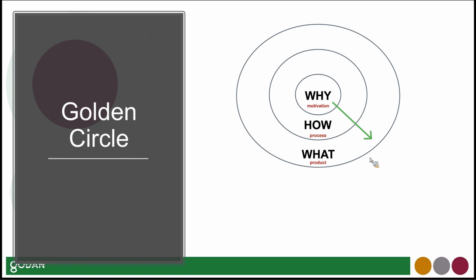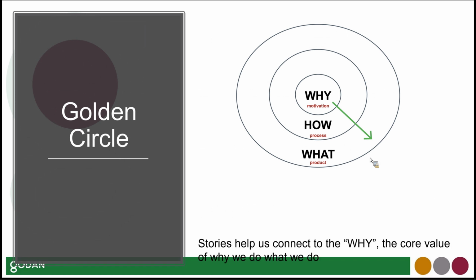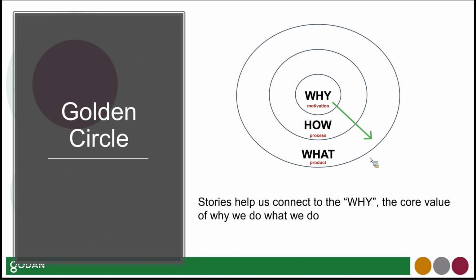With the golden circle, what we say is stories help us connect to why. So why is the core value of why we do what we do. If we answer the key question of why, then our stories will tell us how we do that, and what is the product of that why. Because why is some sort of motivation.